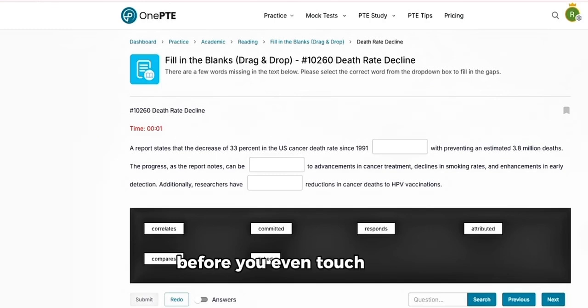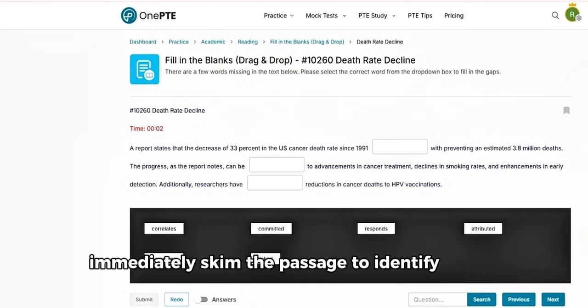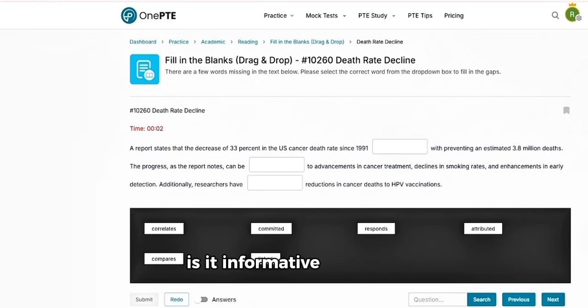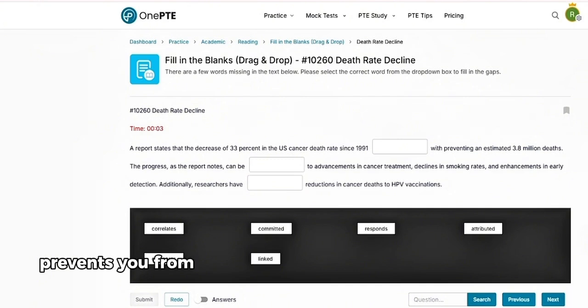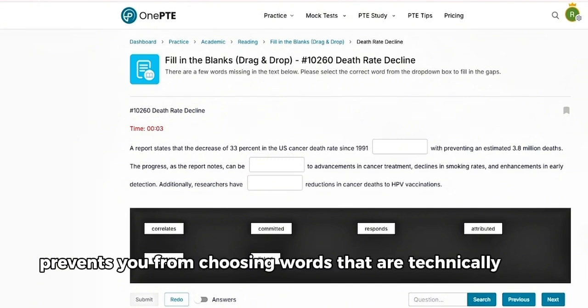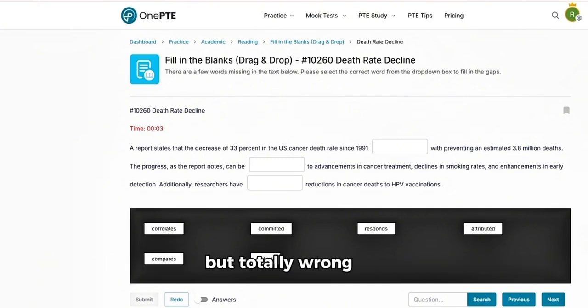Before you even touch a word, you need to understand the logic of the blank. Here is how to dominate this task. Number 1, 5-second skimming. Don't dive into the blanks immediately. Skim the passage to identify the tone. Is it informative, descriptive, or a discussion? Understanding the content prevents you from choosing words that are technically correct but totally wrong.